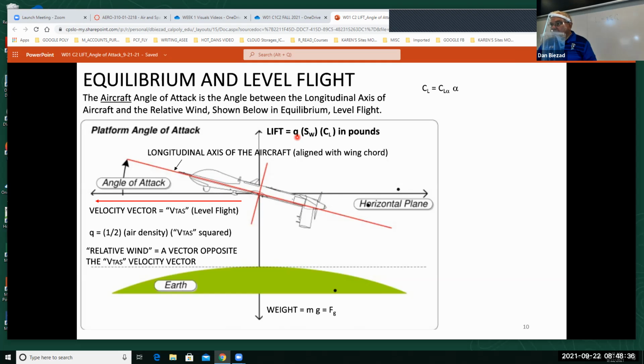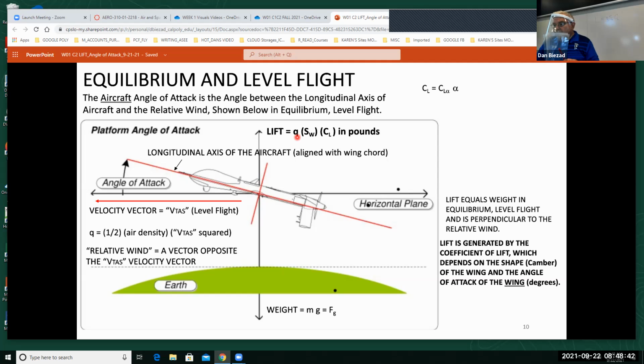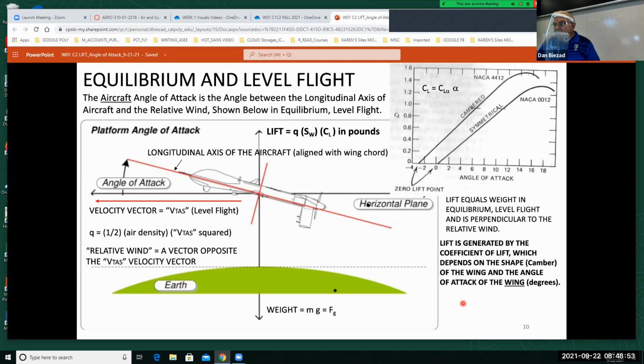Even with seasoned pilots. So lift equals weight in equilibrium level flight, perpendicular to the relative wind. It's generated by the coefficient of lift or angle of attack, and that depends on the camber of the wing and the angle of attack that it's at. Here are some typical slopes from NASA. These NACA are old terminology for NASA wings. And you can see the symmetrical wing.